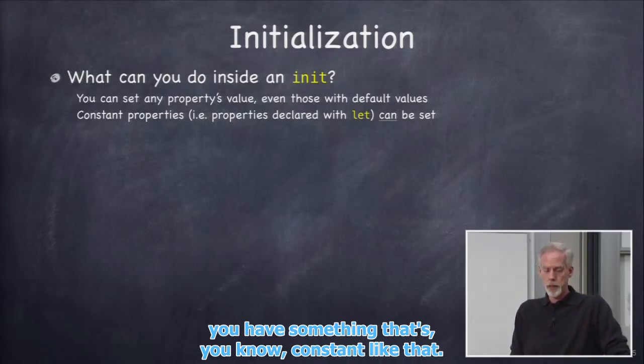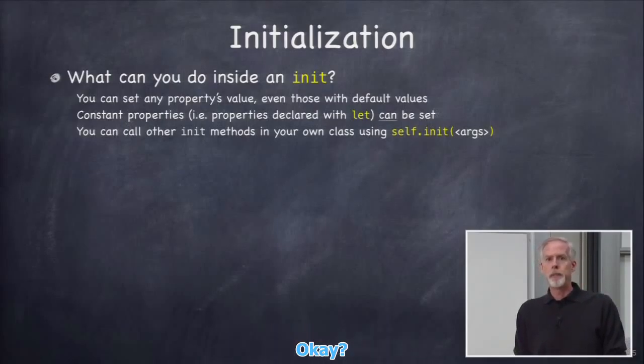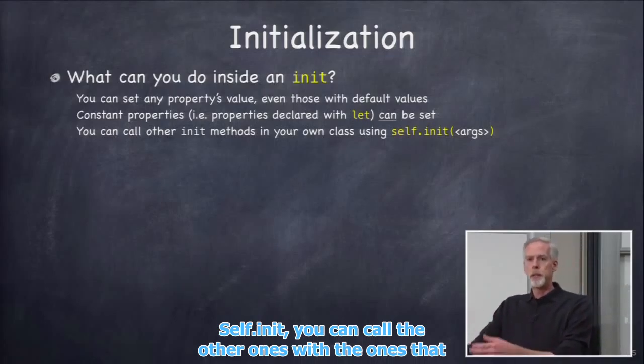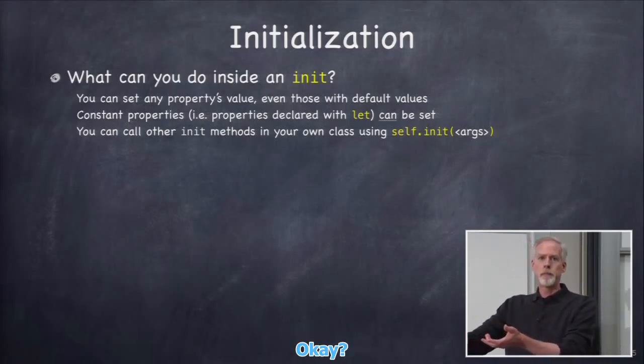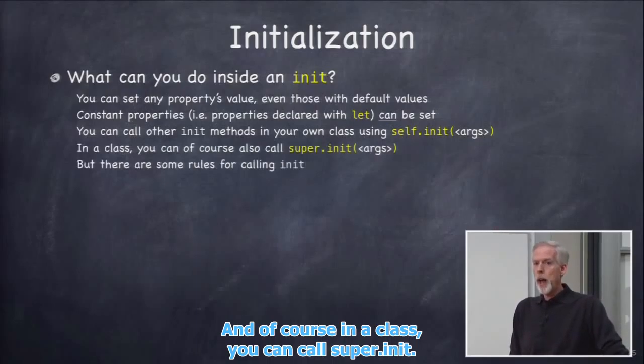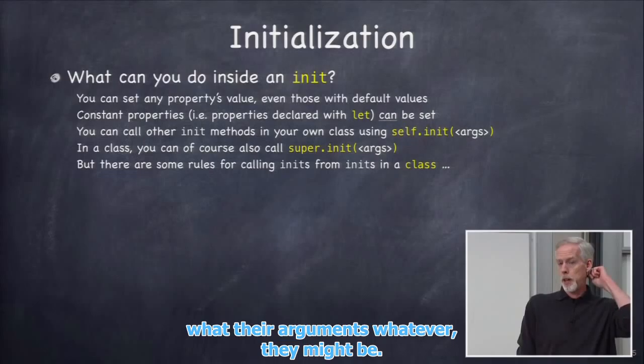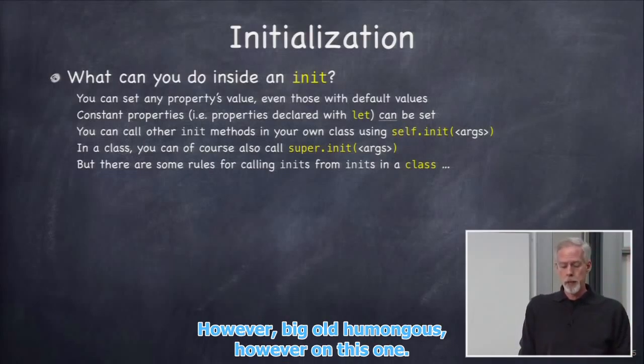You can call other init methods in your own class or struct using self.init. With self.init, you can call the other ones, the ones that have different arguments. So that sounds good. And of course, in a class, you can call super.init, calling your superclass's initializers with their arguments, whatever they might be.